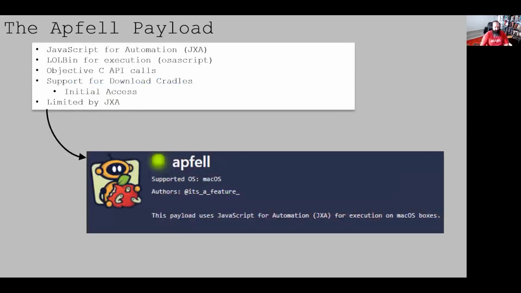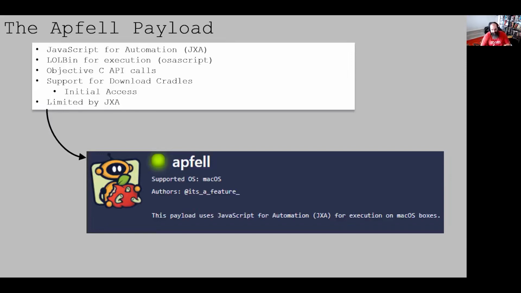So yeah, the Apfel payload. It's written in JavaScript for automation, JXA. We'll talk a little bit more about that in the next slide. But it can be executed by a LOLBin, living off the land binary, which is osascript, which we'll talk about here shortly as well. And it uses Objective-C API calls. It also supports download cradles, which is really cool. It means that you can write a one-liner of osascript that will reach out to wherever you're hosting a malicious payload, pull it down and execute it all in one line.